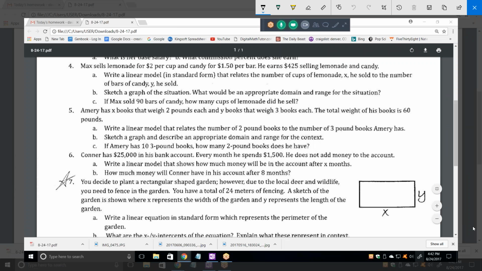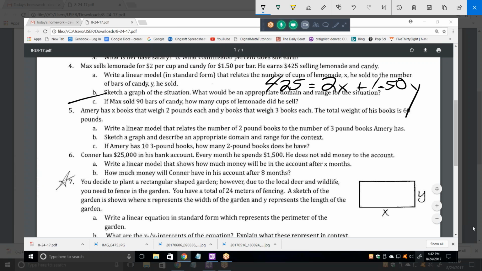Okay, this last question is the toughest one yet we've faced. Here's what we know. 425, and I'm going to put it back in the original format, is equal to 2x plus $1.50 times y, right? And you just have to know what x and y are. x is the number of cups of lemonade, y is the number of candy bars. Now there's one equation. We cannot solve one equation with 2 variables. You cannot do it. There are an infinite number of solutions.